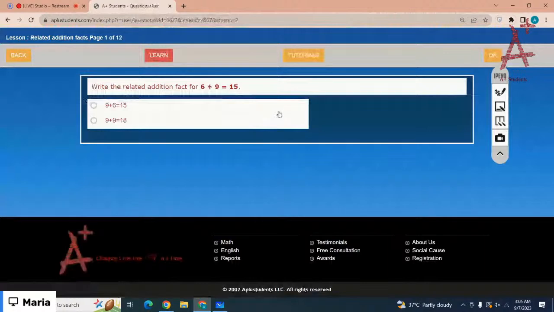Write the related addition fact for 6 plus 9 equals 15. So which is the correct option? The numbers involved here are 6, 9 and 15, right? That means the correct option is the one that has the same 6, 9 and 15, just with their positions interchanged, right? So it is 9 plus 6 equals 15. Option number 1 is the correct option.